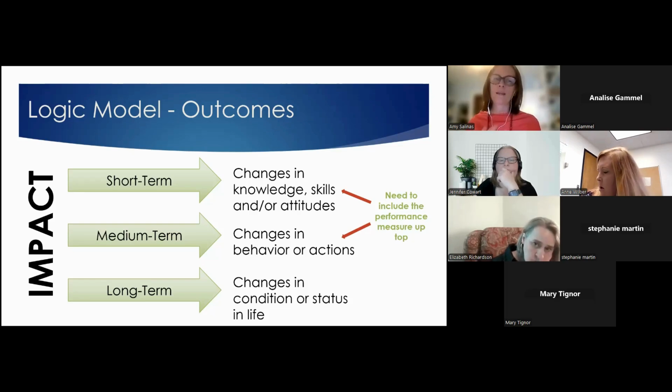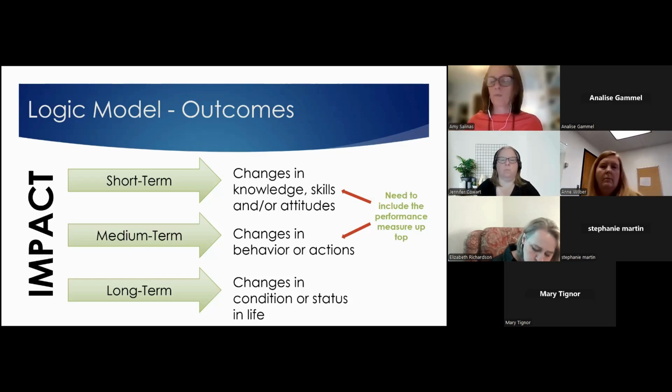So as you write things in those columns, you want to double check that they match those definitions. You know, everything in the short-term column should only be about changes in knowledge, skills, attitudes, or opinions. Everything in the medium-term column should just be about changes in behavior, action, etc.